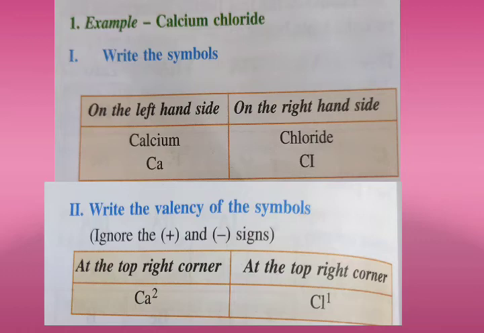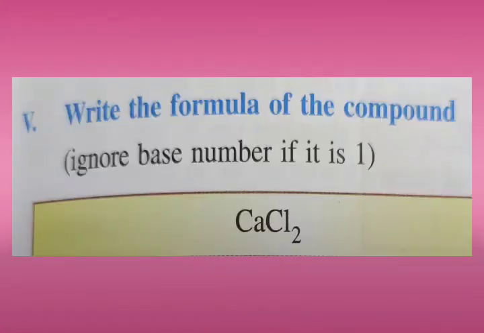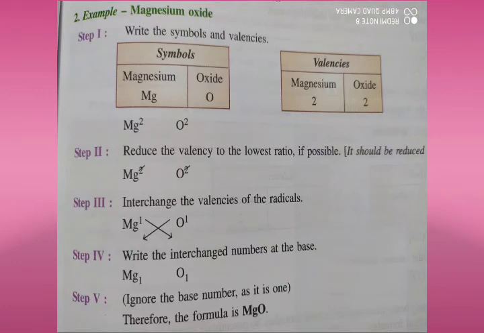For example, calcium chloride. So how will we write the formula of calcium chloride? The first step is what? First write the symbols, then write the valency of the symbols, then interchange the valency numbers, write the interchanged numbers at their base, and next write the formula of the compound. This method is also called what? A crisscross method.